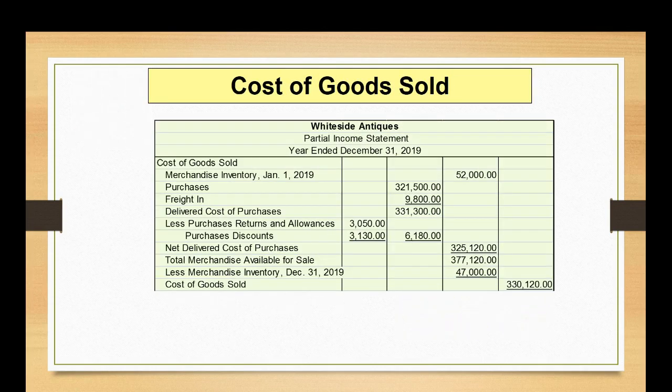So here's an example of a partial income statement which computes cost of goods sold. And again, as an overview, you start off with your beginning inventory. You compute the net delivered cost of purchases, which is this chunk here. You add the beginning inventory to the net delivered cost of purchases, and that gives you the goods available for sale. And you subtract out your ending inventory, and that's how we wound up with cost of goods sold.